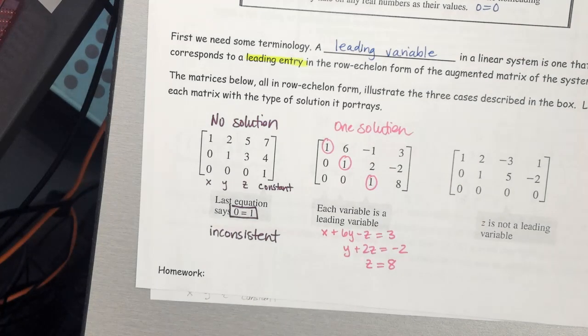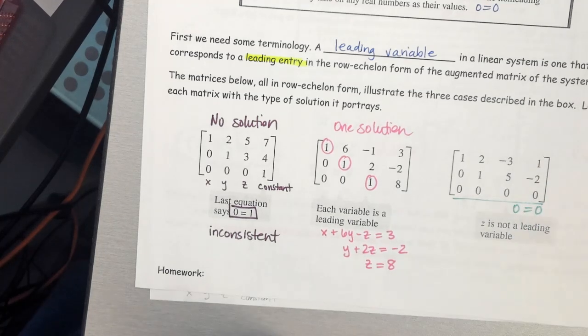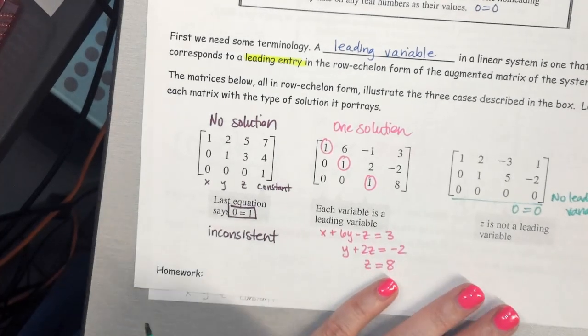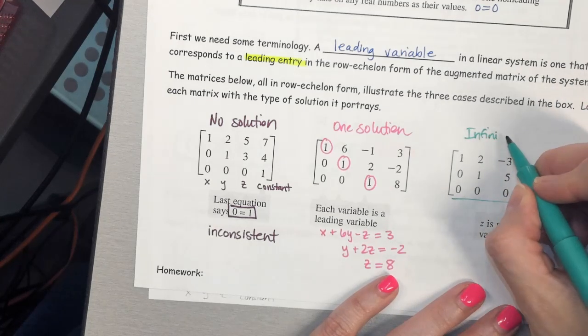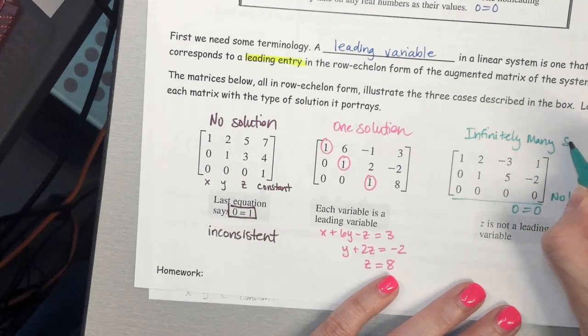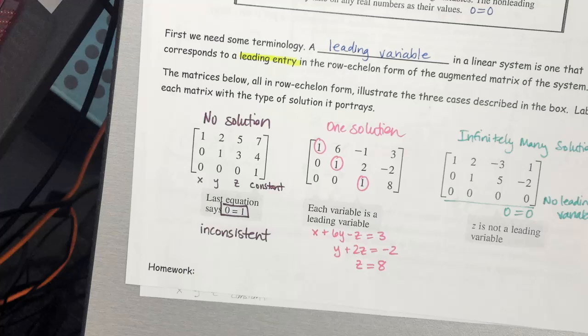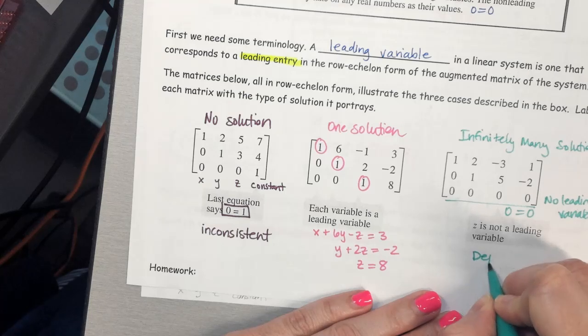Okay, and then the last one, you have this row of zeros on the bottom. This is telling you 0 equals 0. Okay, and there's no leading variable, right? Because there's no 1 and there's no constant here. So this is when you have infinitely many solutions. Okay, so earlier we talked about if we have a row of zeros, it has to be at the bottom. And when that happens, you should have infinitely many solutions, and we call this dependent.